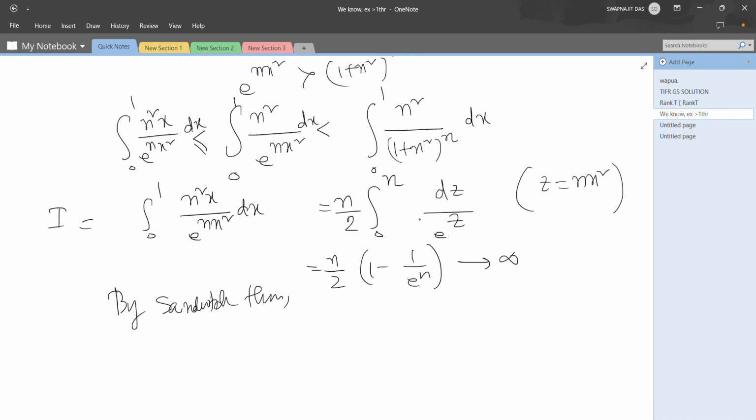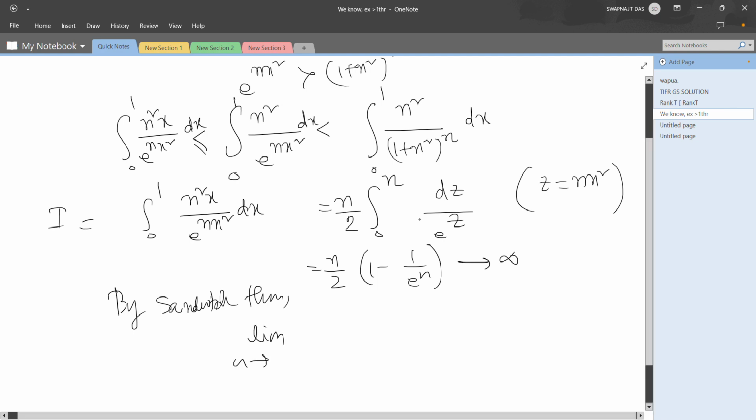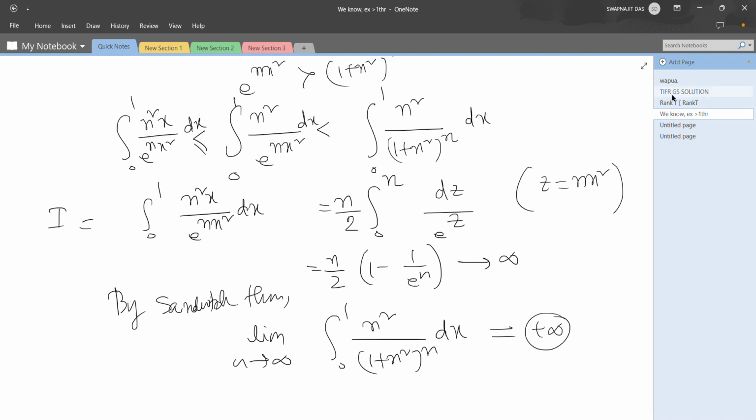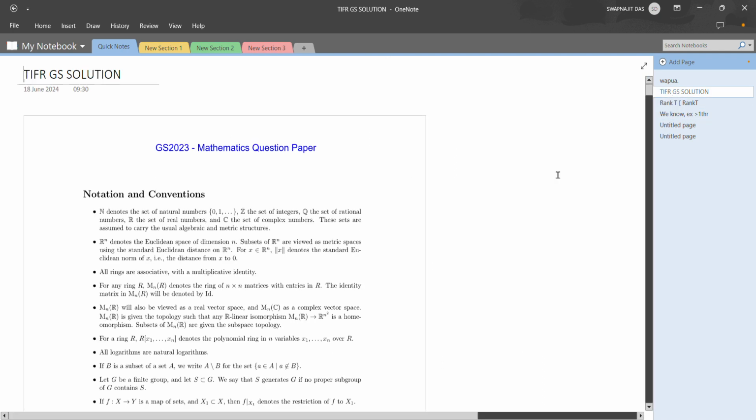Not sandwich, like you can just use a one-sided inequality, but you can just see that the limit as n goes to infinity of the integral from 0 to 1 of n square over 1 plus x square n dx is infinity, right?